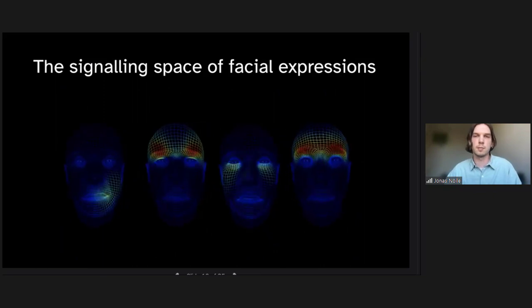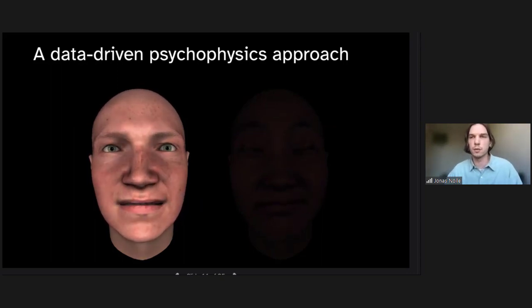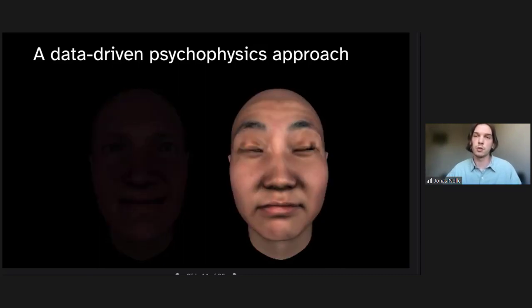So if I show you, for example, this face, you might think that this person is angry or disgusted, because this is a facial expression that's actually familiar to you. It's something that most people would know. However, if I show you this face, most people would not be so sure. It doesn't really look like something familiar, because it's not something that you've seen before.